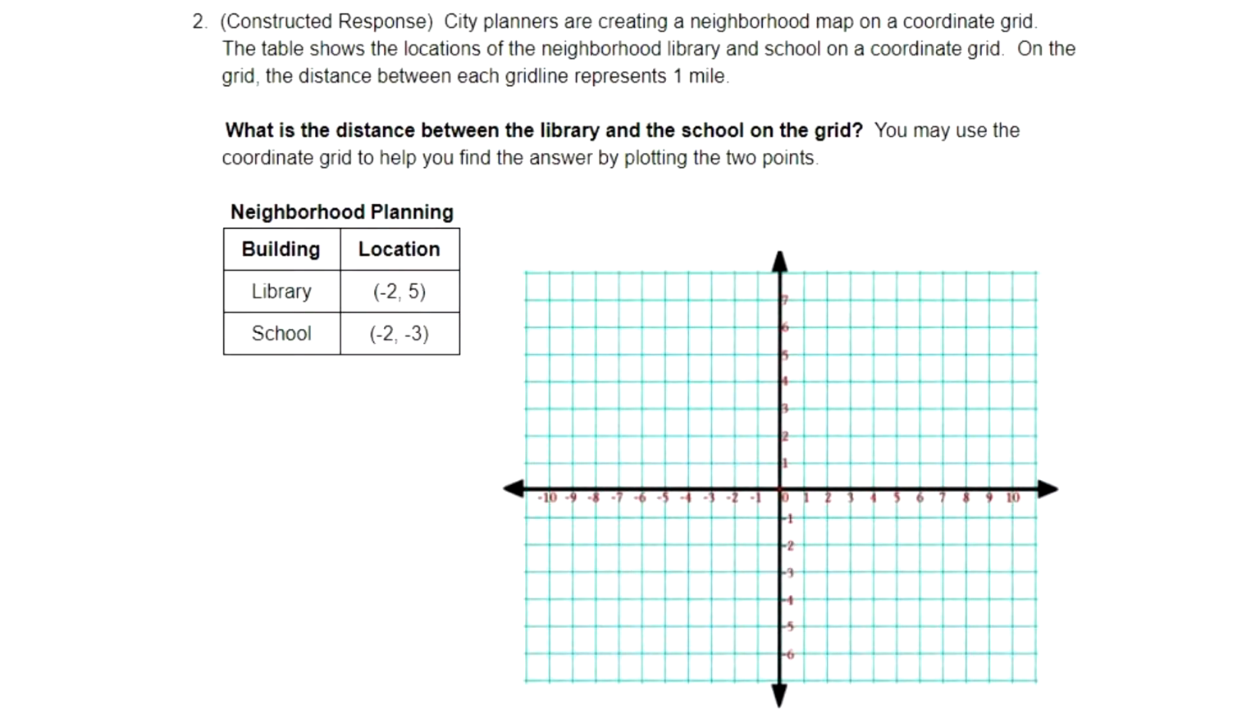On number 2, it says city planners are creating a neighborhood map on a coordinate grid. The table shows the locations of the neighborhood library and school on a coordinate grid. On the grid, the distance between each grid line represents 1 mile. What is the distance between the library and the school on the grid? You may use the coordinate grid to help you find the answer by plotting the 2 points. Well, I don't mind if I do. That sounds like a great idea.